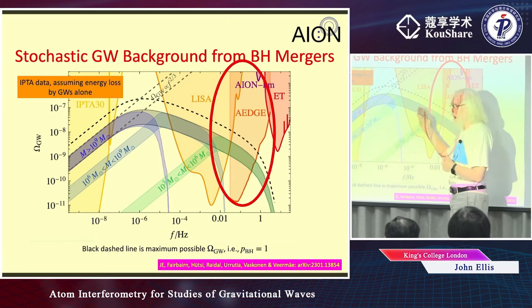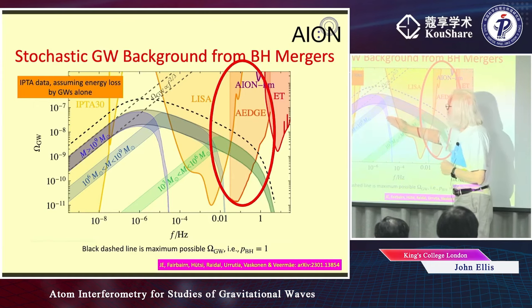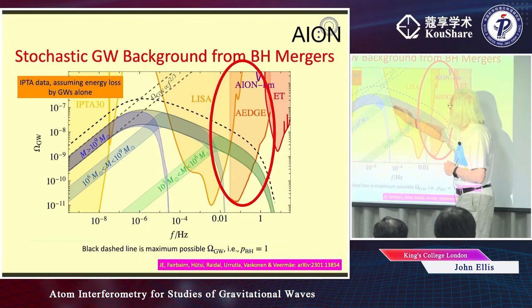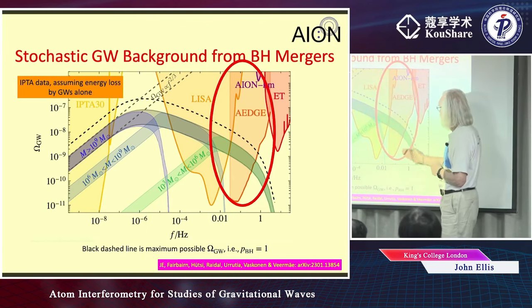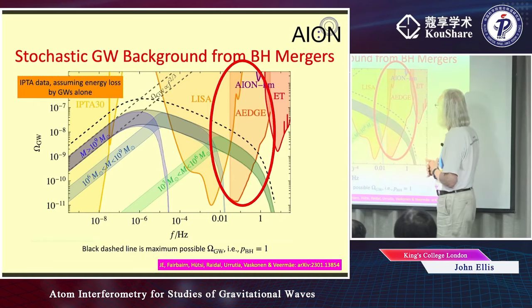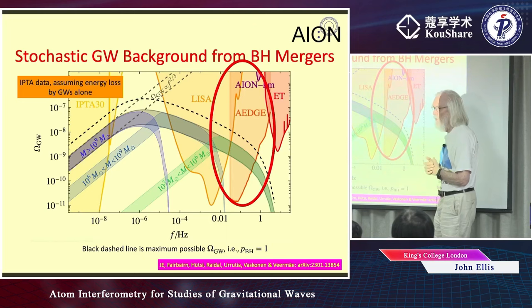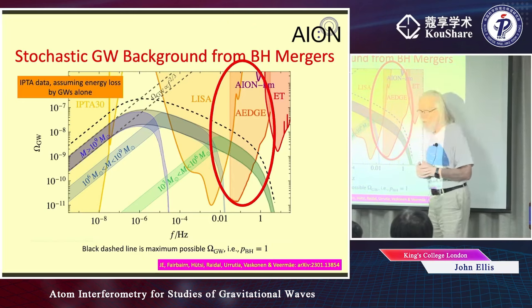Then we extrapolated the model to higher frequencies. At higher frequencies you see lower mass black holes. And if you're really brave, you extrapolate the model up to frequencies of the order of 0.01 hertz, and you get a signal which could be observable in these atom interferometers, and of course in LISA.